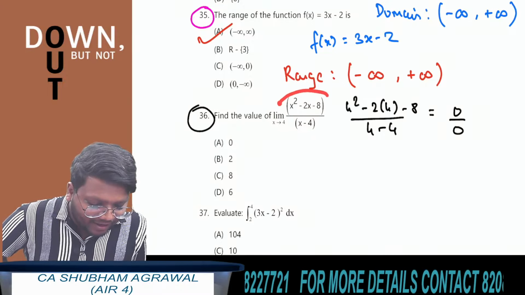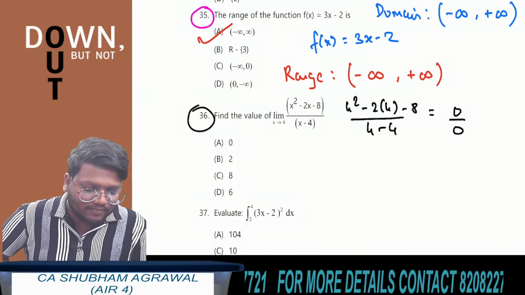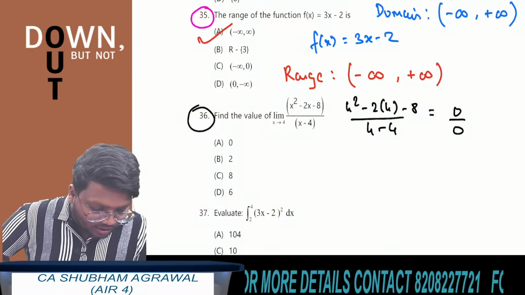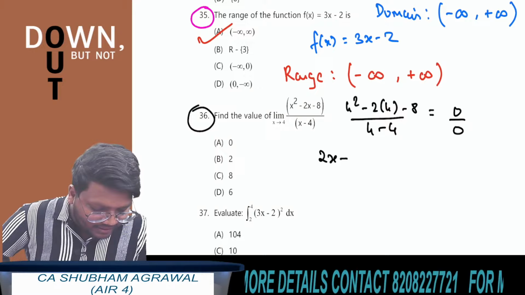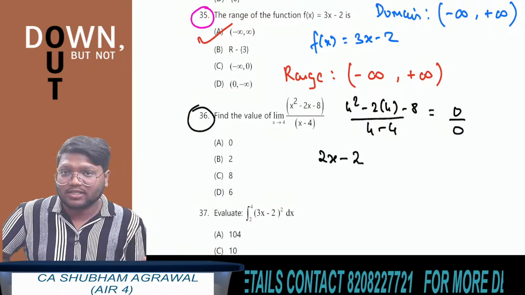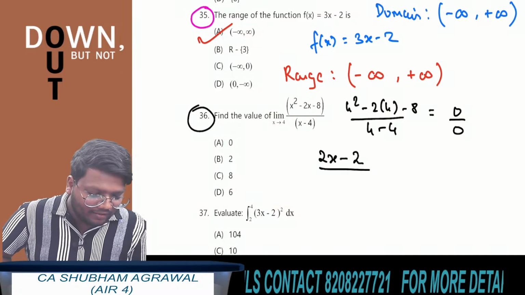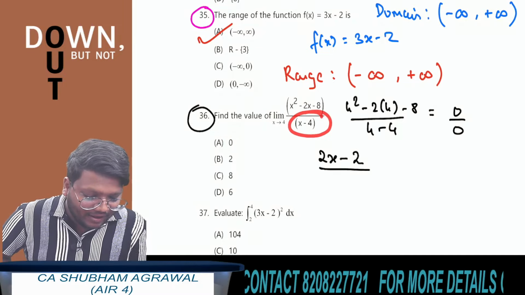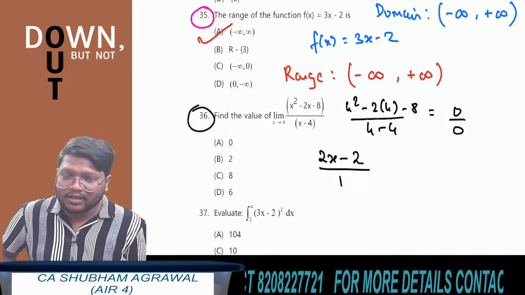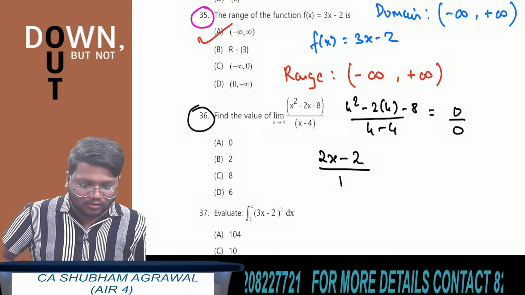So what is the derivative of x square minus 2x minus 8? Differentiation of x square is 2x, minus derivative of 2x is 2, and derivative of 8 is 0. Differentiation of a constant is 0. Divided by, what is the differentiation of x minus 4? It is 1. Derivative of x is 1 and 4 is a constant, so derivative of 4 is 0.